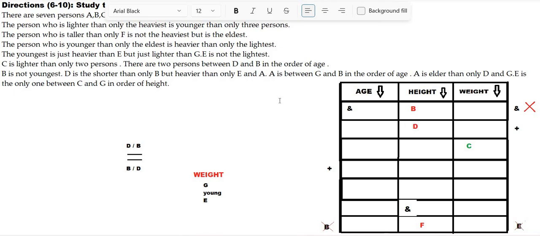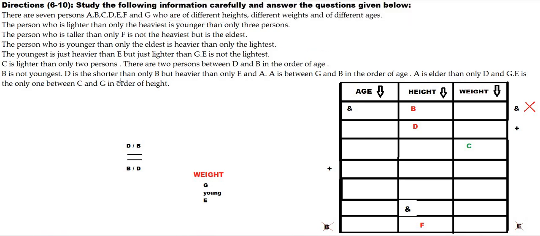D is shorter than only B but heavier than. Who is that? D. D is heavier than. We are talking about D only. Don't get confused here. We are talking about only two points here. There are two points about D. This is a compound sentence. We can break it into two sentences: D is shorter than only B, full stop. D is heavier than only E and A. Okay, we have mentioned already this point here in the height column.